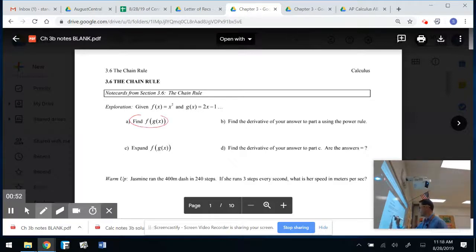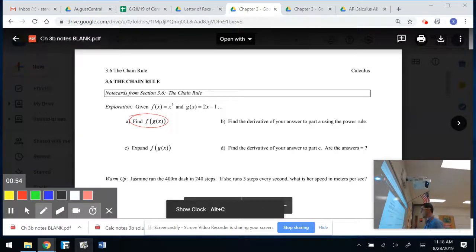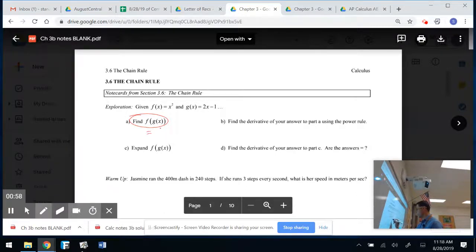Find f of g of x. So that's a composite of two functions. And remember, the way we used to do this old school is that'd be f of, let's put g of x in there, which would be 2x minus 1. And then we're going to take the f of 2x minus 1, which would be (2x minus 1) squared. Okay, so there it is.